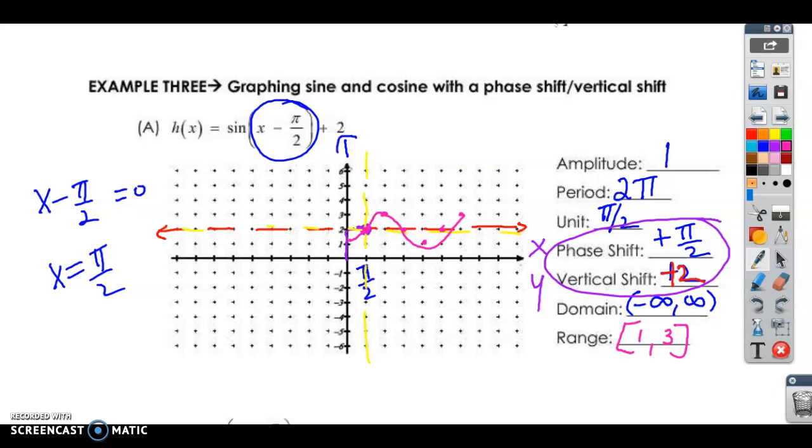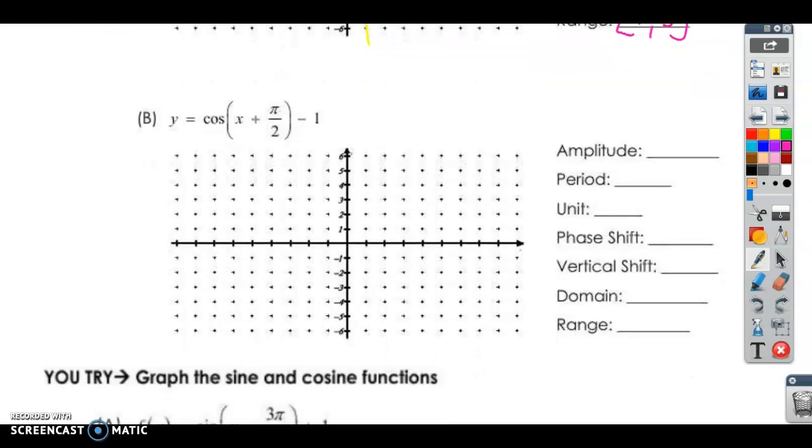All right, this is where I ended the last video. We're going to continue and just do some more practice here. So we're going to move on to B. Now, amplitude is the number in front of cosine. That's just 1.